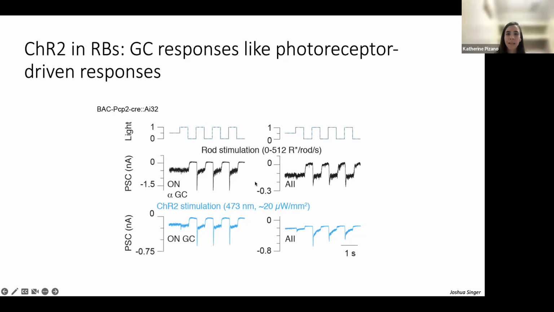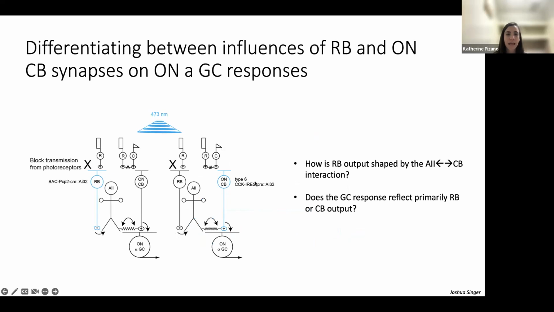So with this as our baseline, our lab did 2 sets of parallel experiments looking at synaptic input onto the on-alpha ganglion cell down here in the circuit. So going back to this white noise stimulus, we can compare ganglion cell responses when stimulating either, like I mentioned, the rod bipolar cell, or further downstream by stimulating the type 6 cone bipolar cell. And this will allow us to know whether the ganglion cell response is more dependent on the rod bipolar or cone bipolar output.